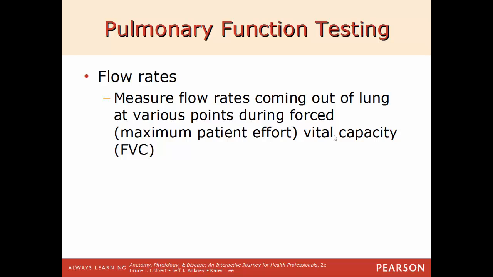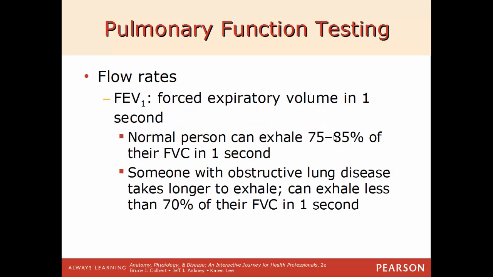All right, now we'll talk about flow rates. These will measure flow rates coming out of the lung at various points during a forced vital capacity, or the FVC. Or in FEV1, this is the forced expiratory volume in 1 second. So a normal healthy person can exhale between 75 and 85% of their FVC in 1 second. But someone who has obstructive lung disease will take longer to exhale. It takes more effort for them to get the air out. So someone in this kind of condition can exhale less than 70% of their FVC in 1 second.